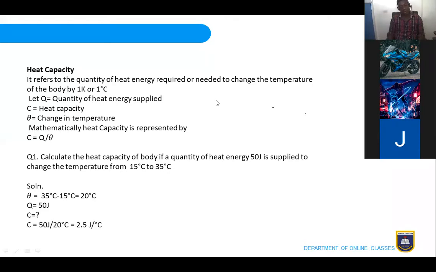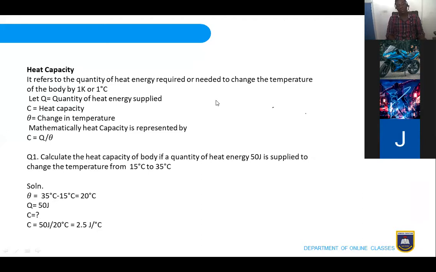Writing your data down, they've given us the quantity of heat energy supplied, because the question says calculate the heat capacity of a body if the quantity of heat, 50 joules, is supplied. So the quantity of heat energy supplied over there is 50 joules, to change the temperature from 15 degrees Celsius to 35 degrees Celsius.